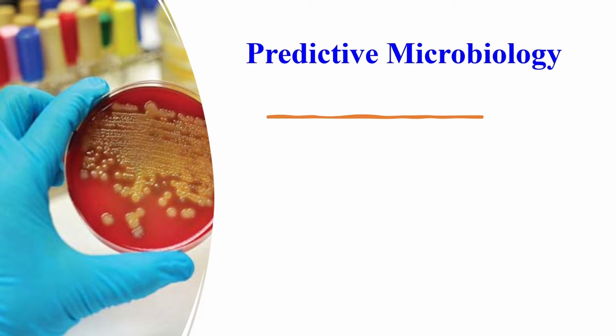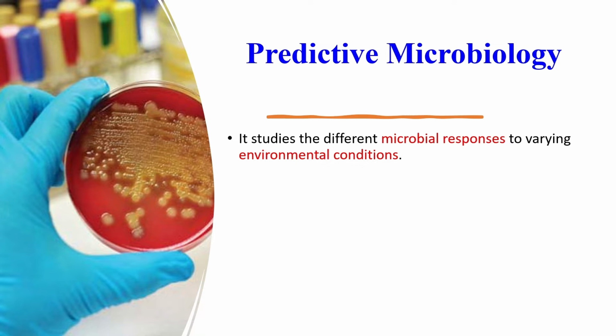So the second method is predictive microbiology. From the name, we know that we're going to predict the different microbial responses to varying environmental conditions. You see that these predictive microbiology methods can accompany the microbial challenge testing. It fulfills the shortcomings of the above method. So what do we do with this method? We're going to predict through mathematical and statistical models.